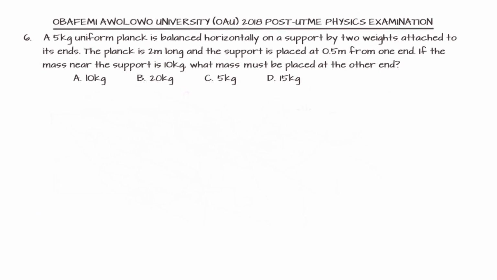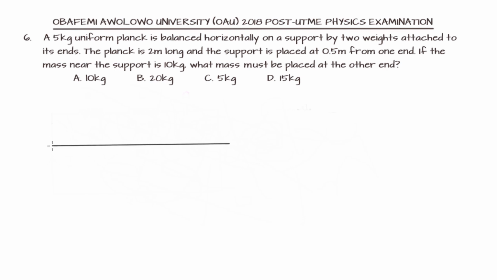So here in this question, we are given a 5 kilogram uniform plank, which is balanced horizontally on a support by 2 weights attached to its ends. The plank is 2 meters long, and the support is placed at 0.5 meters from one end. If the mass near the support is 10 kilograms, what must be placed at the other end?